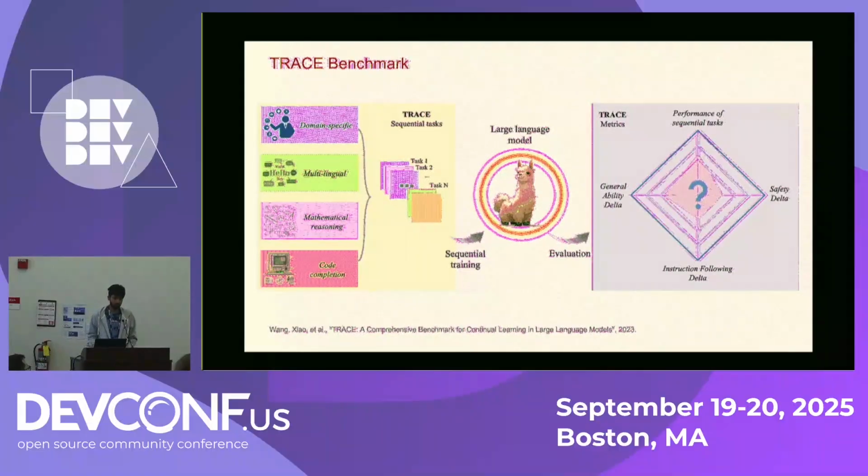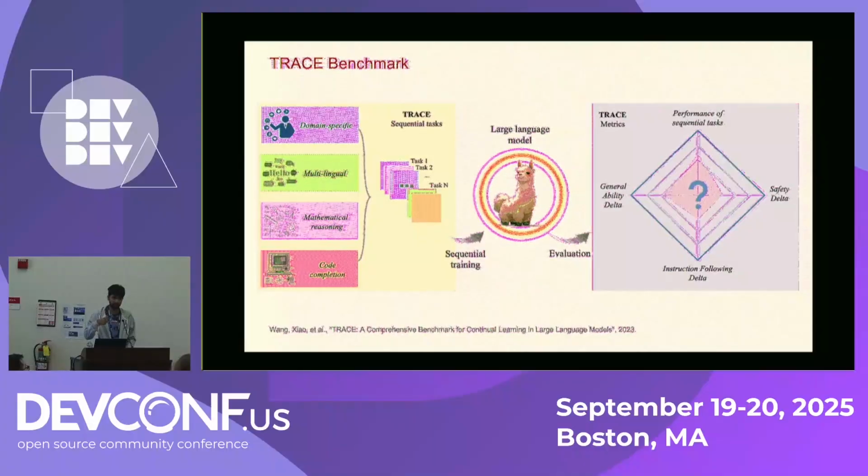So we also evaluate on a benchmark called TRACE. This is a more realistic benchmark, because these are the kind of tasks that you would see in the real world or in production. So they span domain-specific data sets, multilingual, mathematical reasoning, and code completion. So in total, there are 8 tasks in this benchmark.